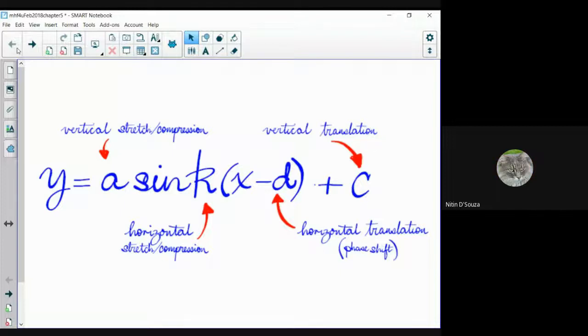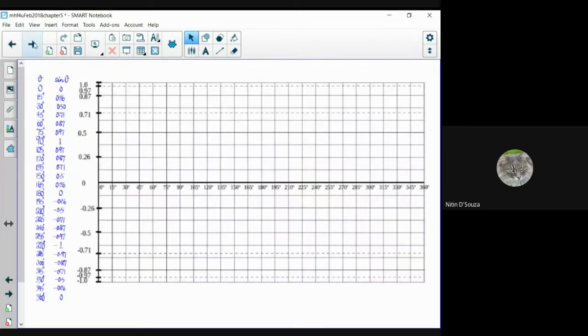What I did was, you've got a sheet with the two graphs, with degrees. I'm starting with degrees because we know that graph from last year. So I put tick marks there on the x-axis, I put tick marks on the y-axis, and I've given you the coordinate points.